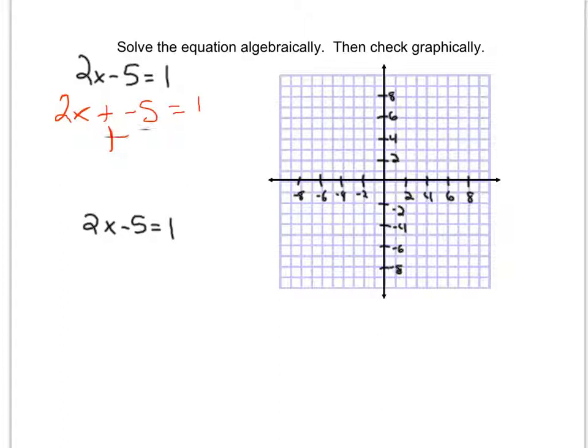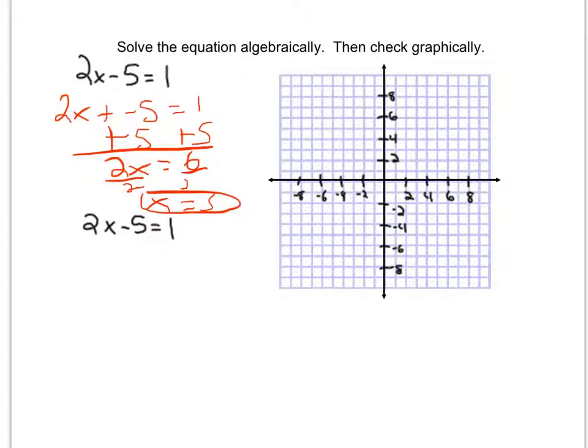Now we're going to add 5 to both sides. We get 2x equals 6. And then we're going to divide by 2 and get x equals 3. So the solution to the equation is x equals 3. What that tells us about our graph is that our graph should cross the x-axis at 3. Right here, that should be the x-intercept. So we're going to check that graphically using our steps we just learned.